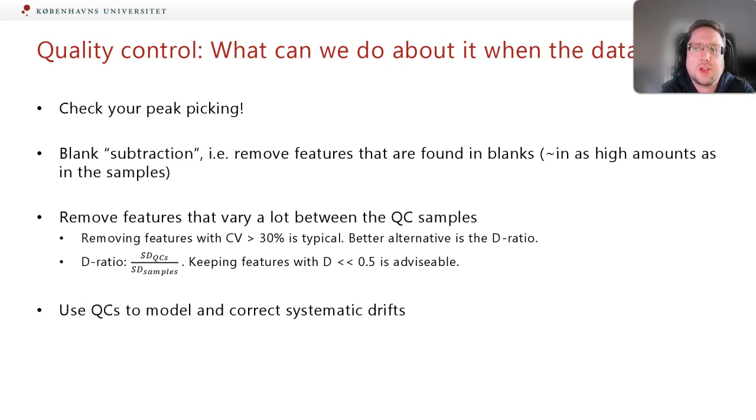So a better alternative is the so-called D ratio. And what the D ratio is, it's the standard deviation of the QC samples divided by the standard deviation of the samples.